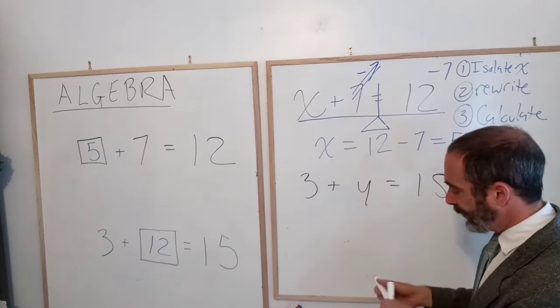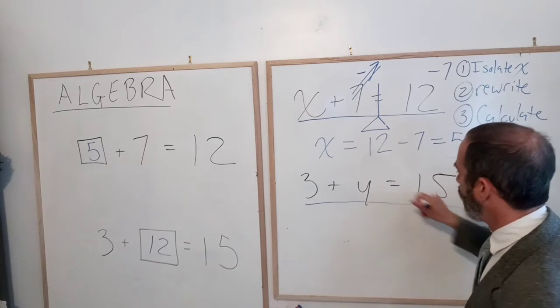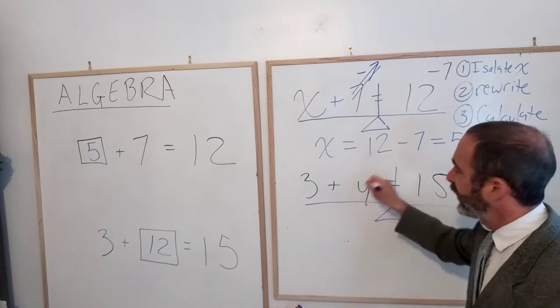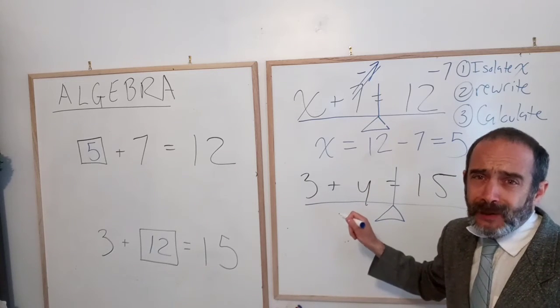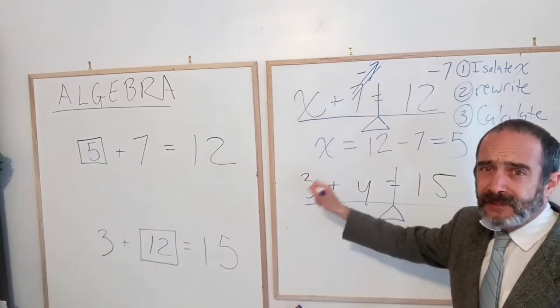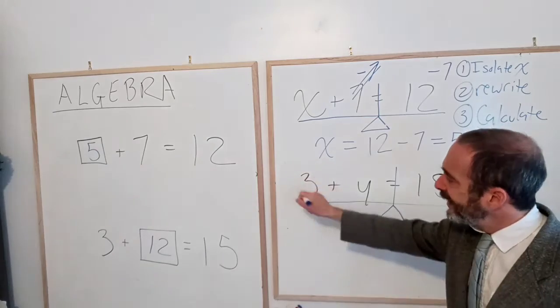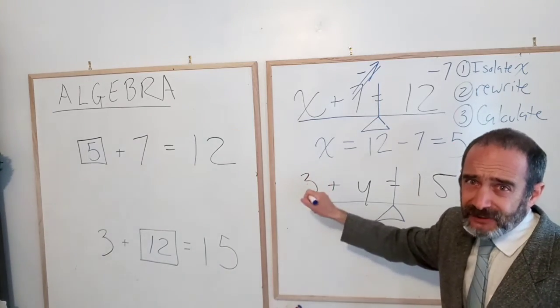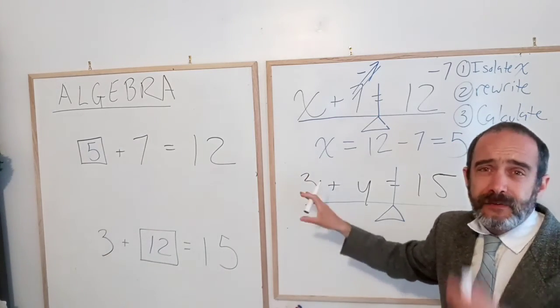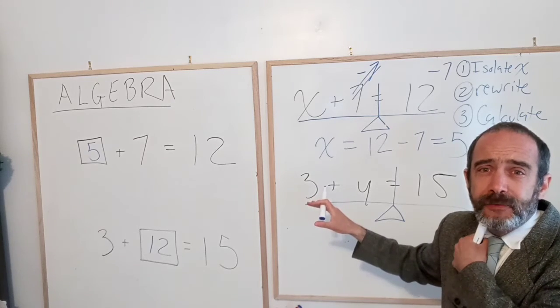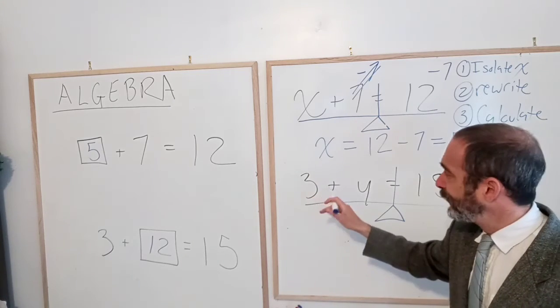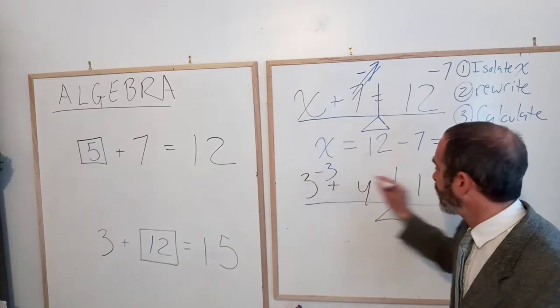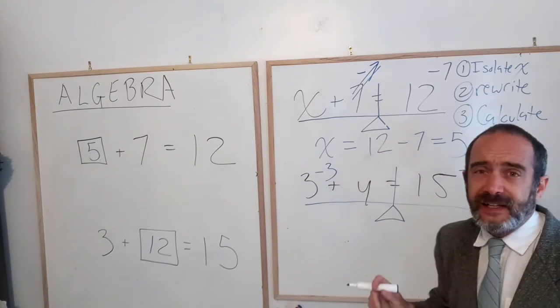The same thing's going to happen here. We want to isolate y. We want to get y by itself, right? How do I get y by itself? Well, we have to get rid of the 3. Now, this guy is a positive 3. You want to get rid of a positive 3. How do you get rid of a positive 3? Well, you have to subtract 3 from both sides.